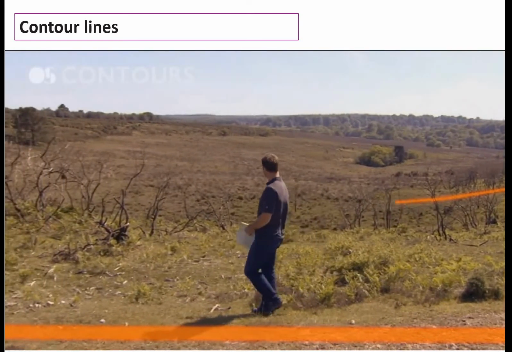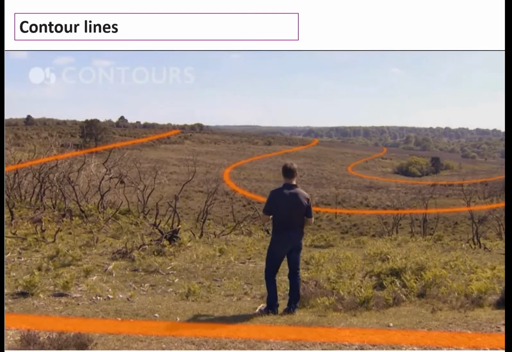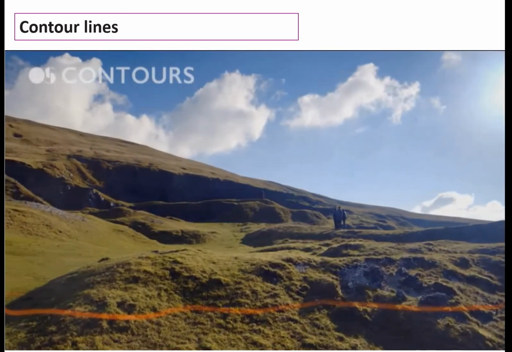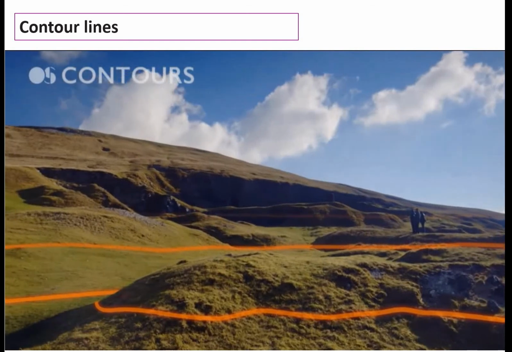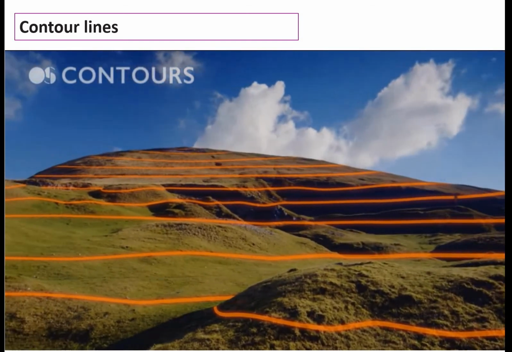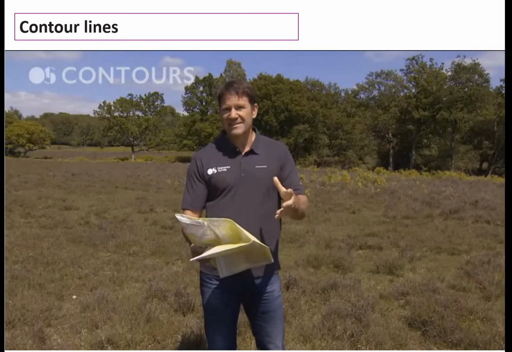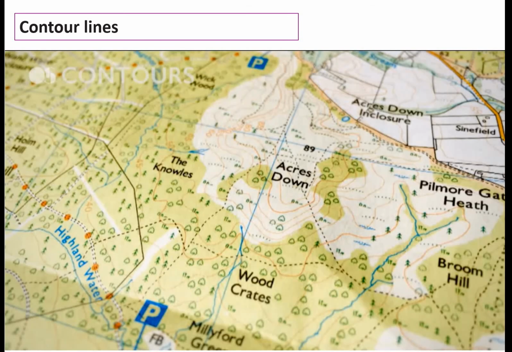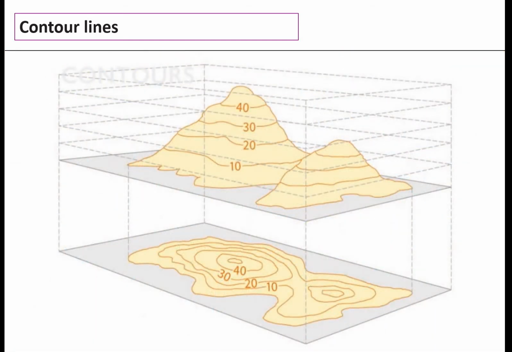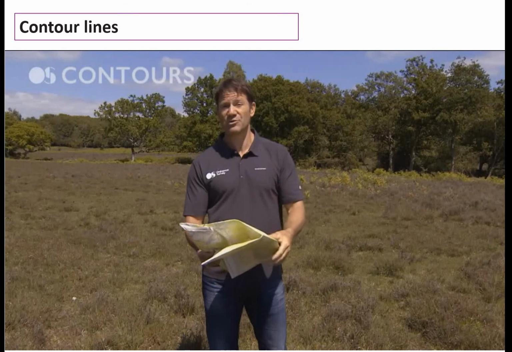Here, on a shallow slope, the contour lines will be far apart. When you visit somewhere like this, the contour lines are much closer together to show a much steeper slope. With a bit of practice, you can look at a 2-dimensional map like this and start to get in your head a complete 3-dimensional picture of what the landscape looks like. And that's a really important tool in navigation.